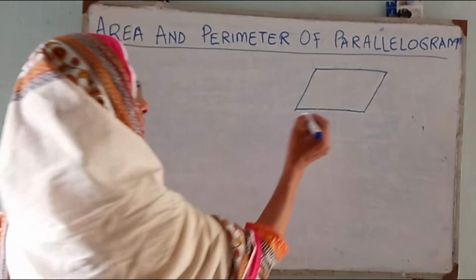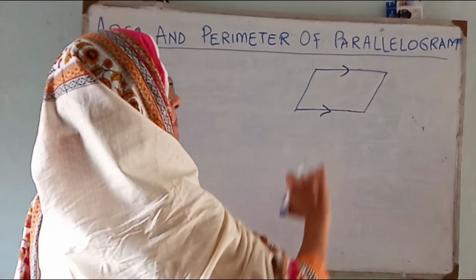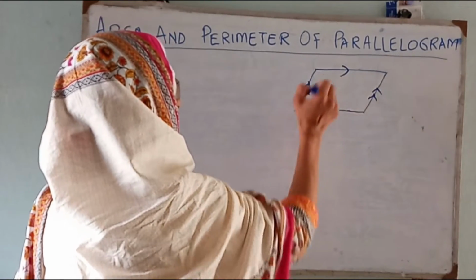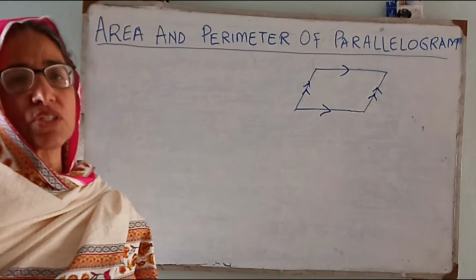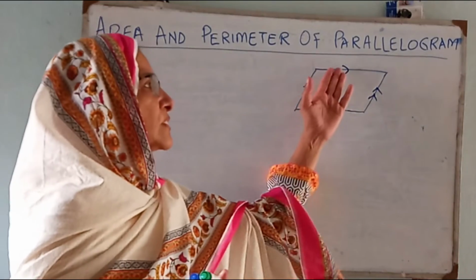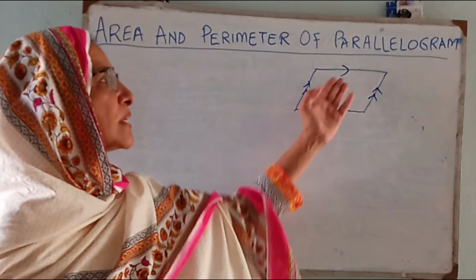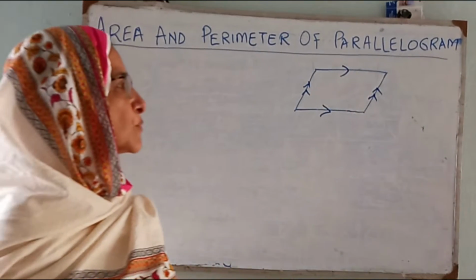That means this side is parallel to this side. The distance between them is the same. This side is parallel to this side. So these opposite sides are parallel to each other. They are equal in size. The measurement of these opposite sides is equal, and they are parallel to each other.